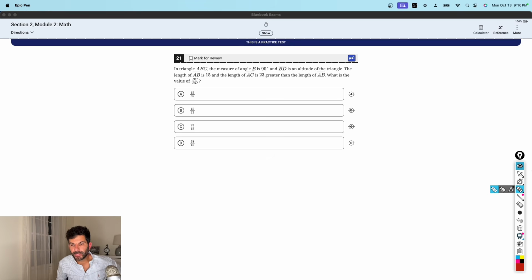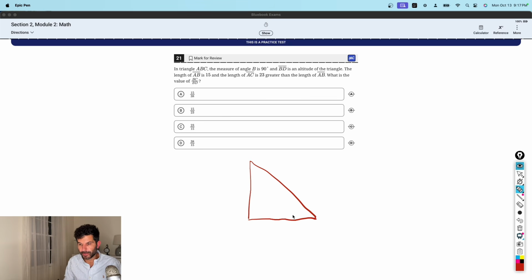The length of AB is 15 and the length of AC is 23 greater than the length of AB. What is the value of BC over BD? All right, so you have a triangle. Again, no visual, so we're going to create our own triangle here.